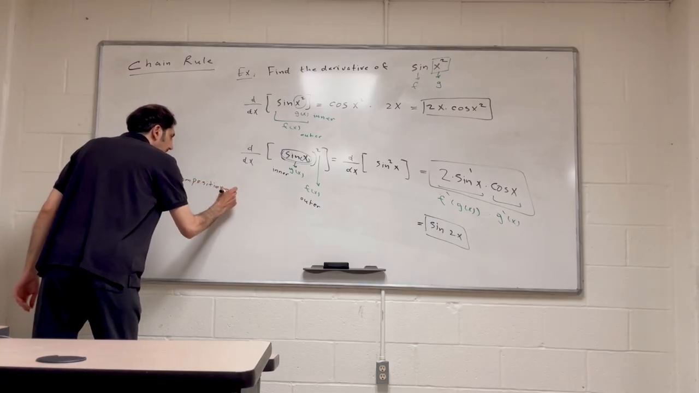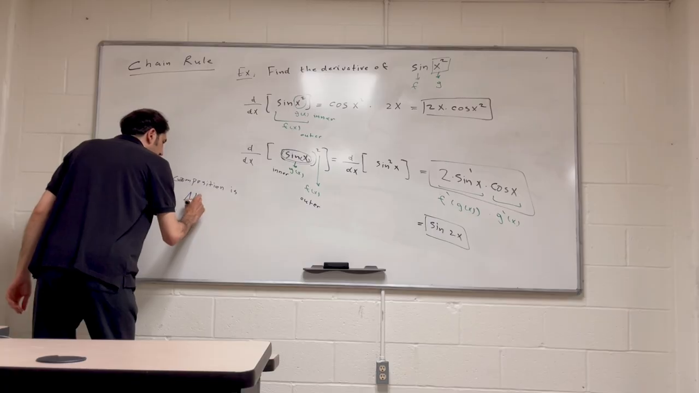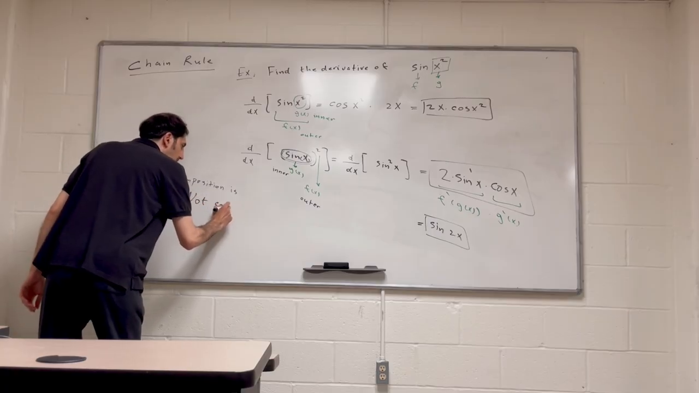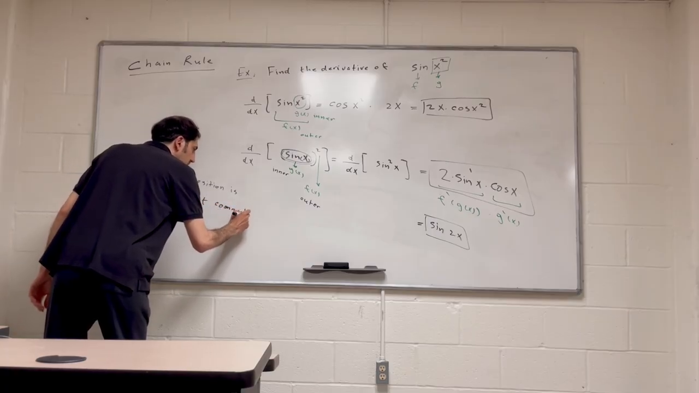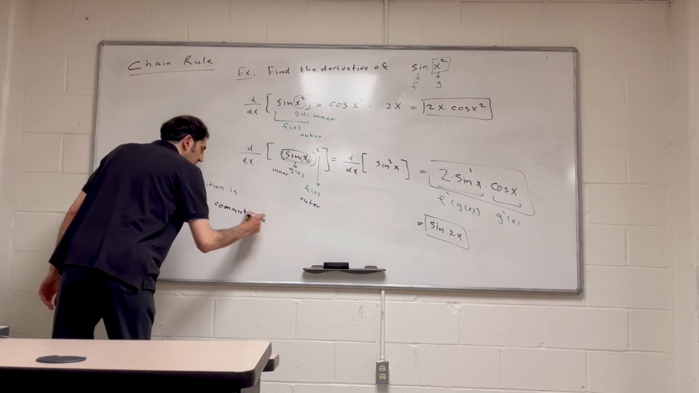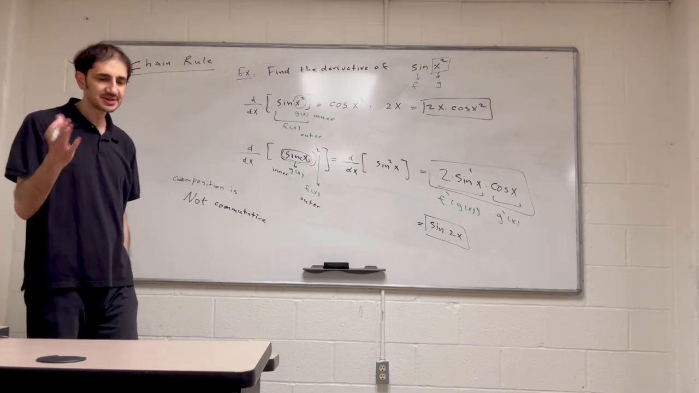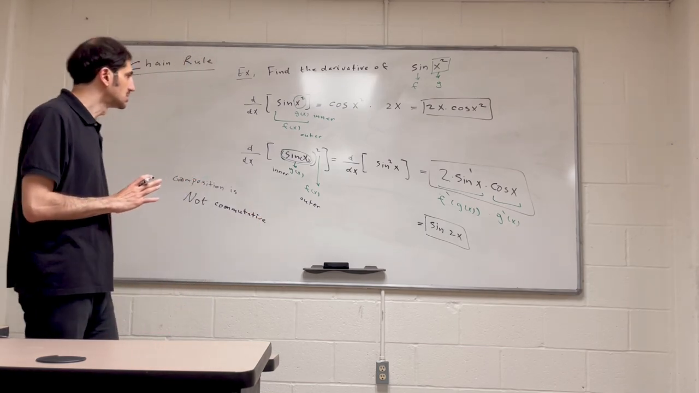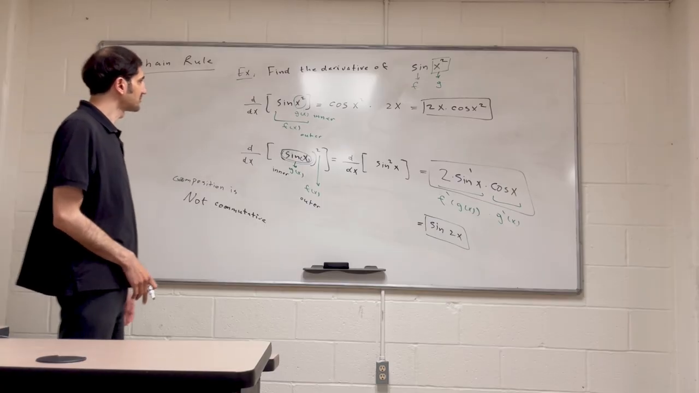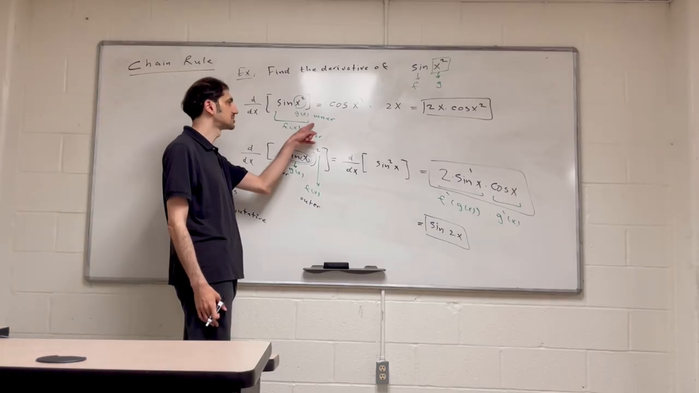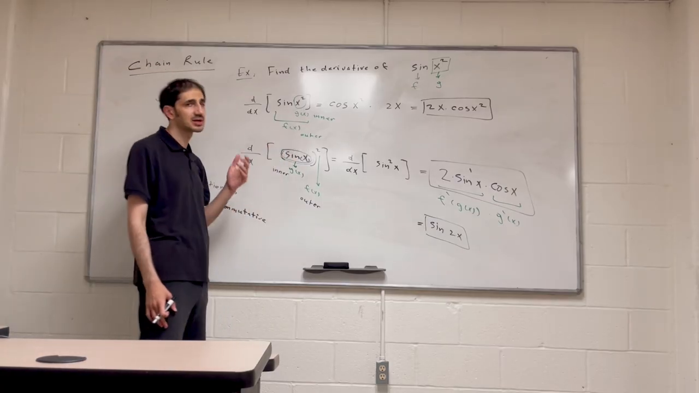Composition is not commutative. So composition is not like addition or a product. Order matters. That's why I have to know which one is the inner, which one is the outer, because my answer will look different.